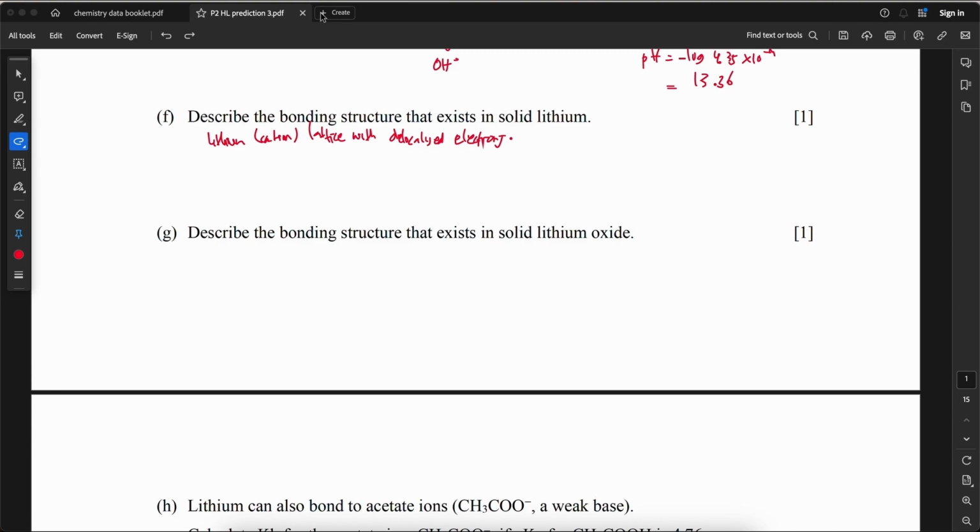Describe the bonding structure that exists in solid lithium oxide. It's an ionic crystal lattice composed of Li+ ions and O2- ions. So lithium and oxygen are bonded ionically via electrostatic attraction between the opposite charges, forming a 3D lattice of alternating ions in the solid state. So it could be an ionic crystal lattice composed of Li+ ions and O2- ions that is bonded ionically via electrostatic attraction.